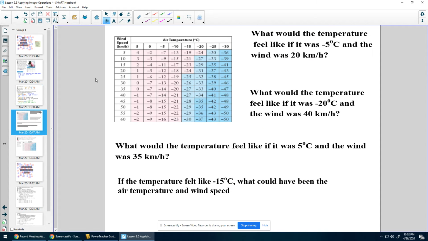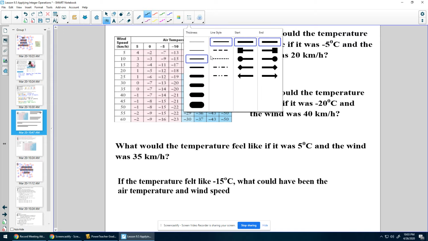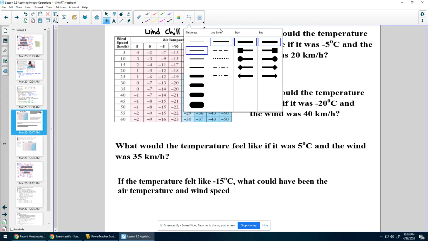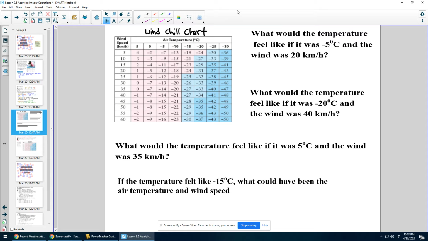Okay, so we have a wind chill chart. I don't know why there's no title there, so I'll add it right here. Wind chill chart. Okay, we'll use a blue pen for this so that it is a little bit different from the questions. All right, so we have a wind chill chart here, and it gives us our air temperatures in degrees Celsius.